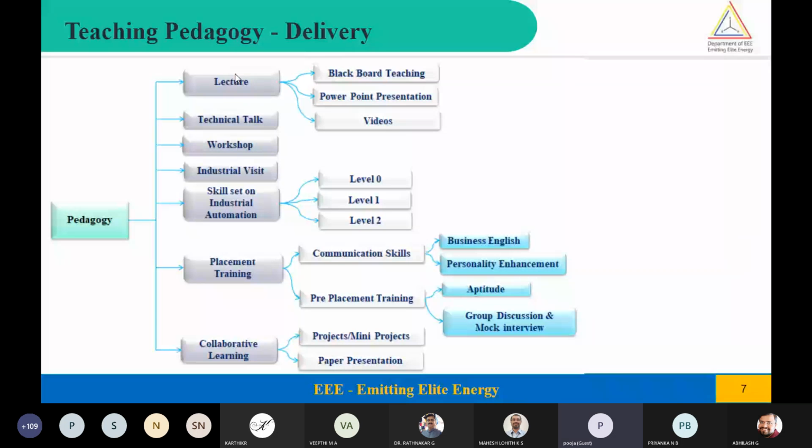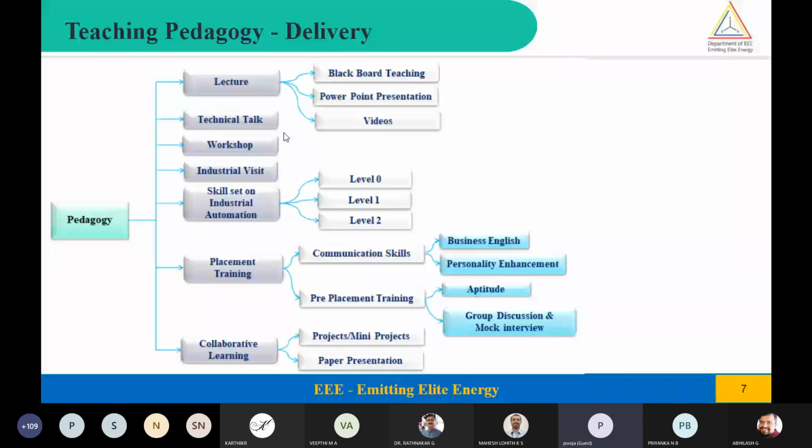Of course, projects also come under curriculum. There are other blocks here mentioning technical talk, workshop, and industrial visit. These are activities that we conduct for topics beyond the syllabus that you need to be taught. The topics beyond the syllabus, we ensure we give under technical talk.